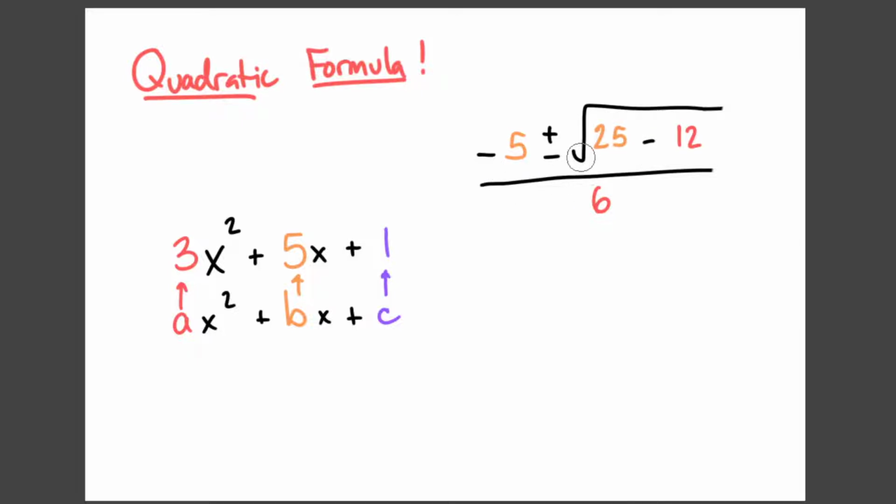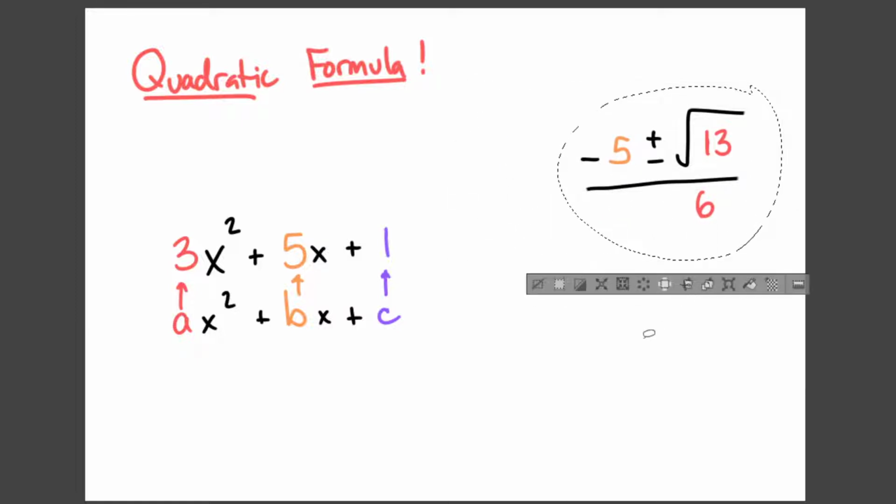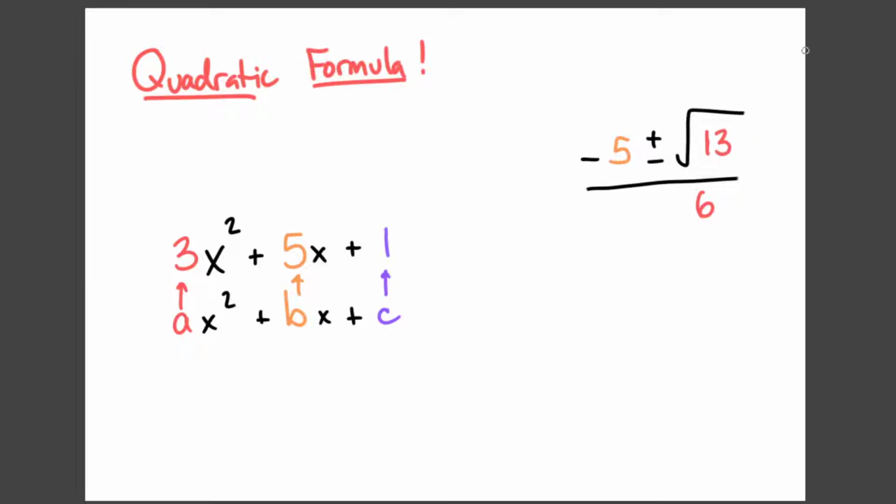Next up, underneath my square root, I have 25 minus 12. So I can simplify this grouping here. 25 minus 12 gives me 13. And this is about as simple as I can actually make this. Looking at this, the square root of 13, 13 is not a nice square number, so this is not going to come out to an integer. This is going to come out to some crazy decimal.